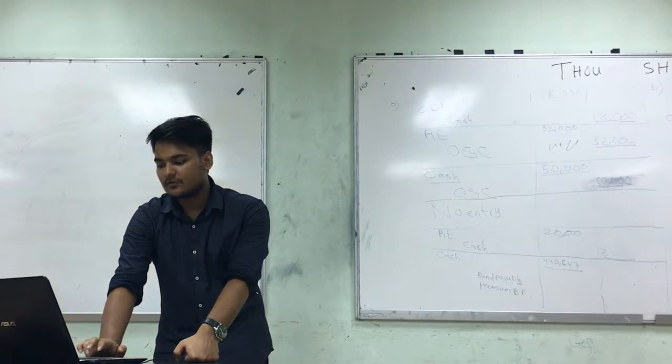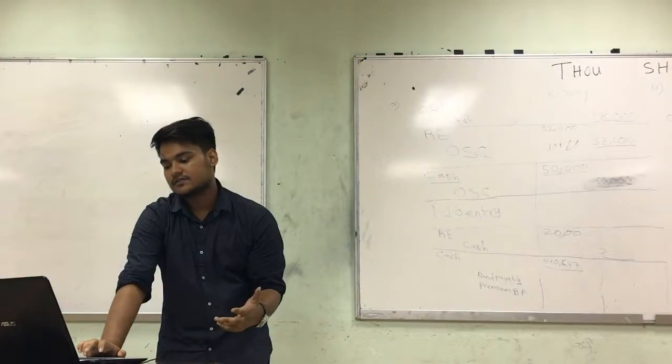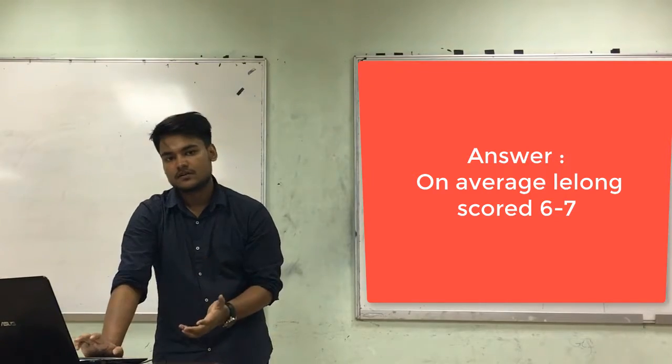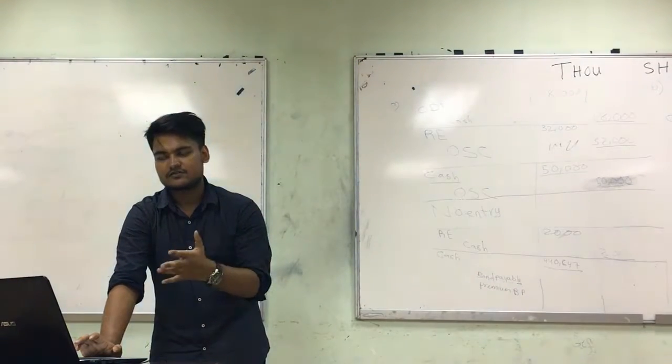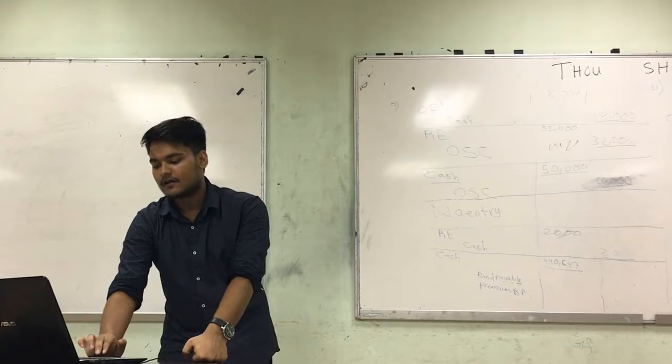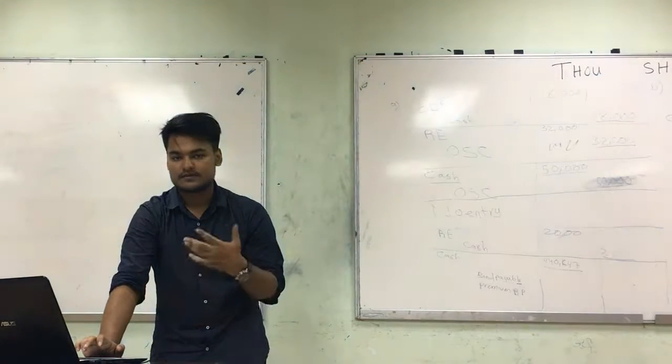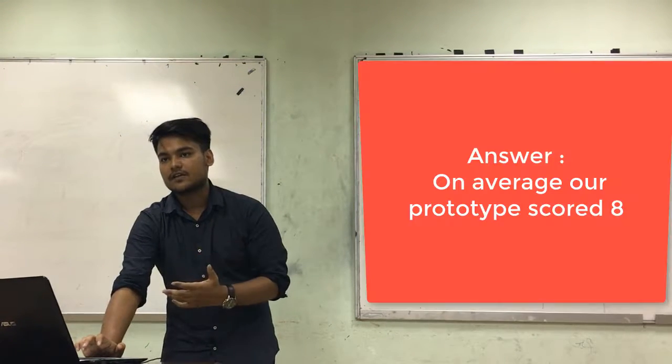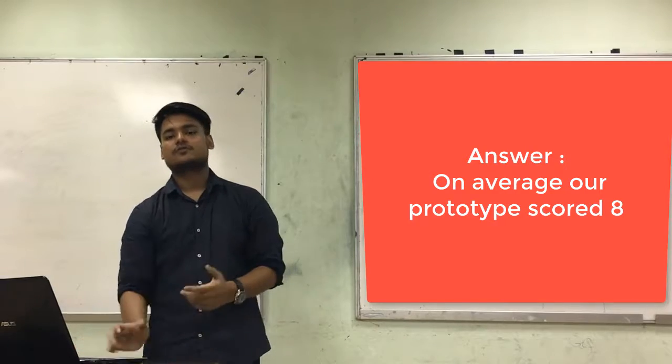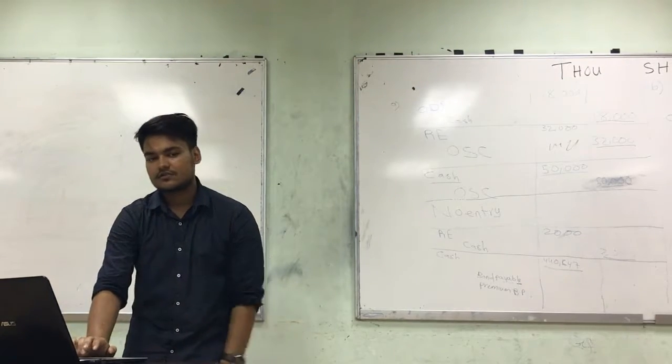For the sixth question, how much do you want to rate Lelong? On average, Lelong scored 6 to 7, between 6 and 7, 6.5 maybe. And how much do you want to rate our prototype? We asked them, and on average they answered that our prototype scored 8. That's all for the conclusion.